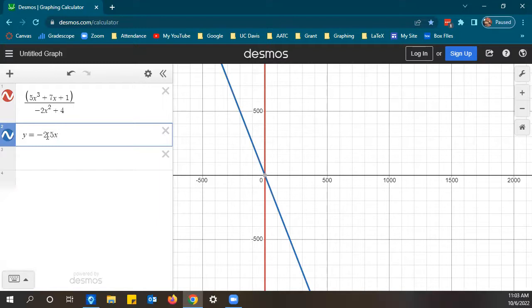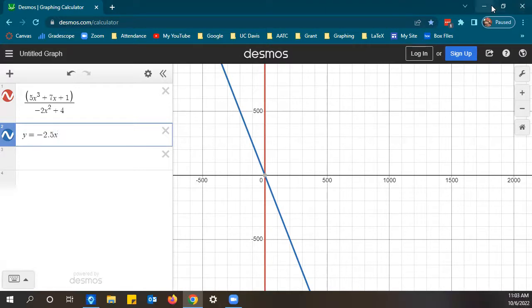So this graph is asymptotic to that straight line. Sorry, I'm getting my left and right backwards. That straight line for you guys, yeah. Yeah. Sure. Yeah, I know.